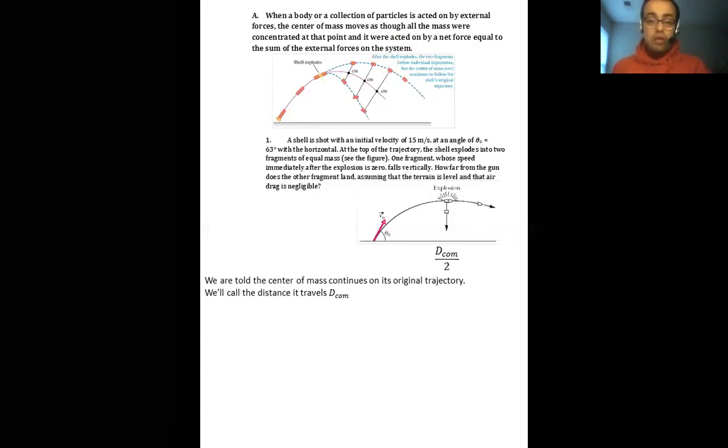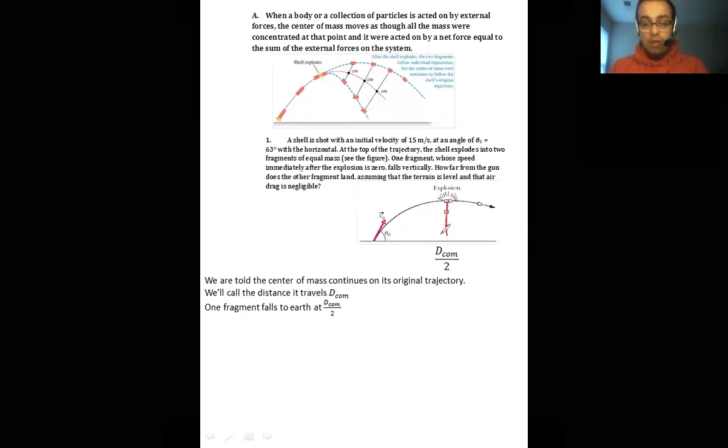We'll call the distance that it travels d sub COM. All right? One fragment falls to Earth at dCOM over 2. How do I know that? Because the explosion is happening at the apogee when this thing has traveled half of its flight, and it's dropping straight down. It's not actually continuing on a parabolic track. Now, it probably wouldn't happen this way, but let's just say, for the sake of this problem, that it does. So one fragment is falling to Earth at dCOM over 2.